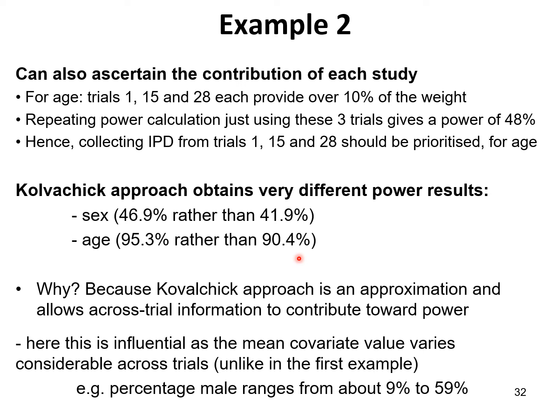Remember I said that the Kowalczyk approach is an approximation because it doesn't use quite the exact residual variances, but moreover than that, it includes the across-trial information. Now here the across-trial information is influential, and therefore this is why you get these inflated power estimates, because they are willing to use across-trial information towards their calculation, whereas I am not. So the variability across trials, for example, in the percentage male, is now very broad, 9% to 59%, whereas in the previous example, it was very, very similar, wasn't it, across the trials? So that's something to note why we prefer our approach compared to the Kowalczyk approach.